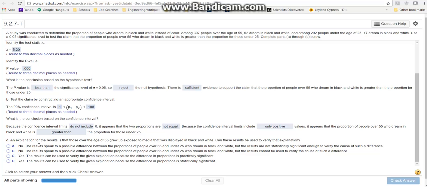You know, the results speak to a possible explanation. But we cannot say that this is conclusively the reason why. So even though there was statistically a difference here, we can conjecture that people over 55 just were not around color TV sets, and therefore that's why they dream in black and white. But that would just be a supposition. That would not be anything based in fact.